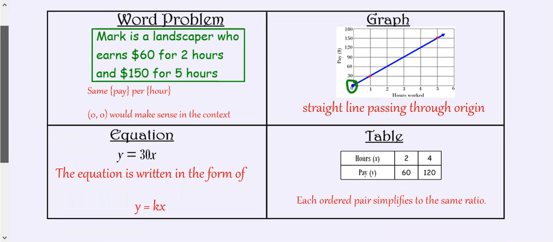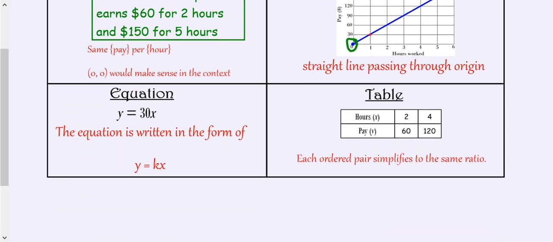When we're looking at an equation, we have a proportional relationship when the equation is written in the form of y equals kx, where k is the constant. So in this equation, y equals 30x, it would be a proportional relationship because it is in the form of y equals k times x. And we're going to be working with that today.